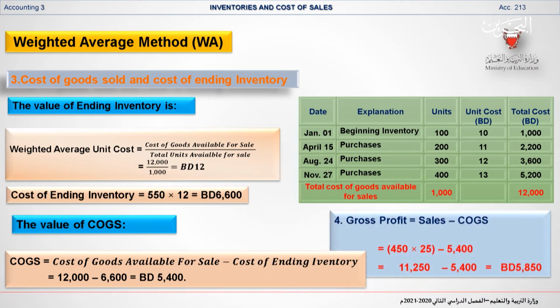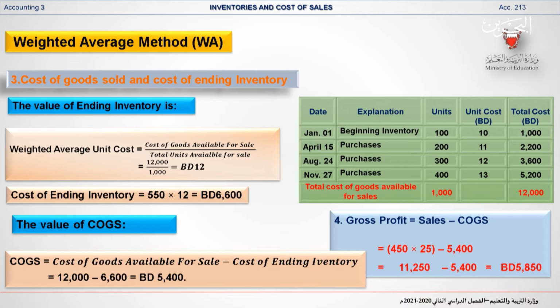The fourth requirement will be to calculate the gross profit, which equals sales minus cost of goods sold. You have to calculate sales in BD by multiplying number of units sold by the selling price. That is 450 units multiplied by unit selling price of 25 BD minus the cost of goods sold you calculated earlier in requirement 3, which equals 5,400 BD.